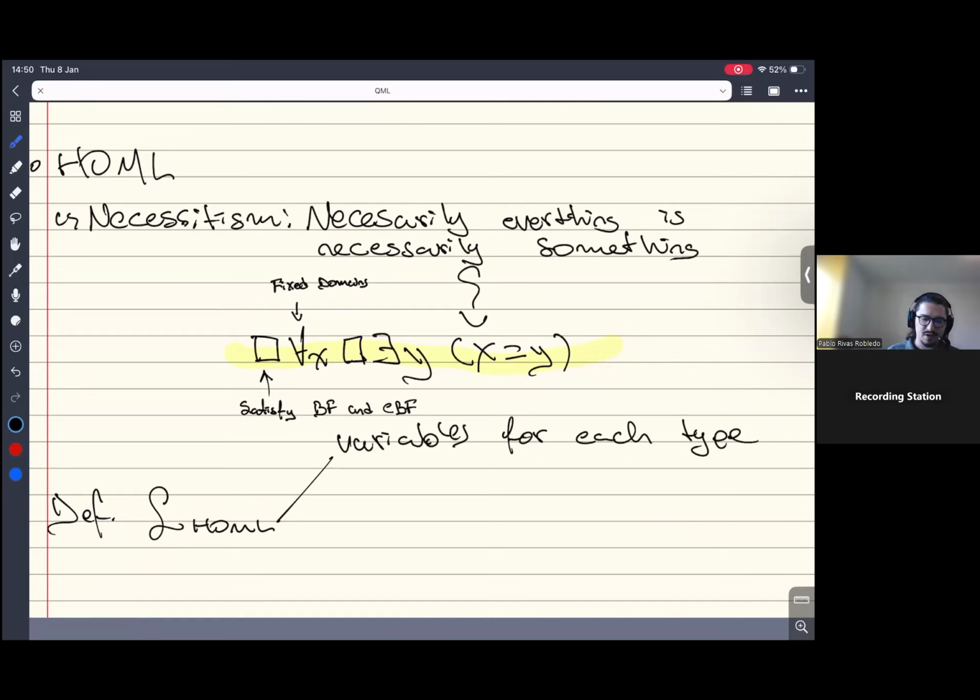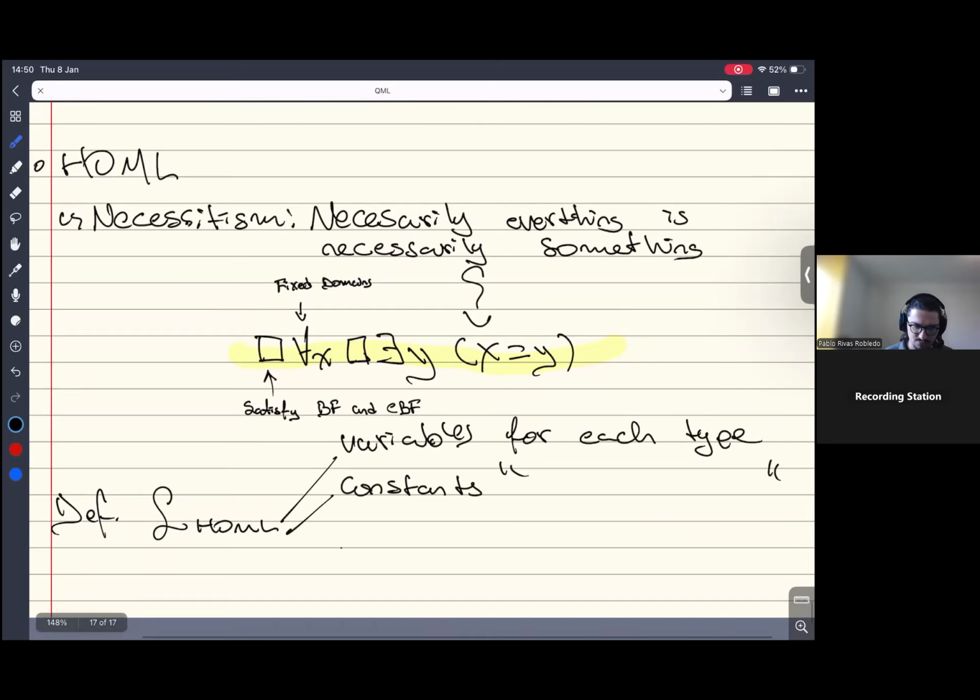We're going to have our constants for each type. We're going to have our logical symbols. We're going to have application, and we're going to have abstraction, as we have just defined them.